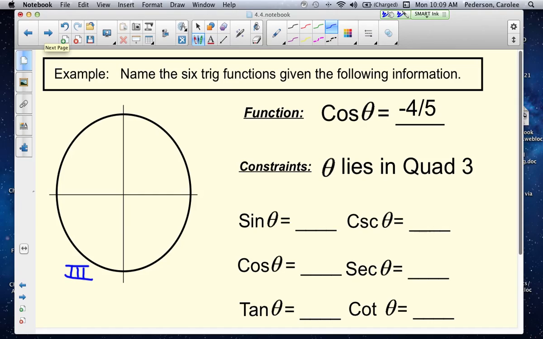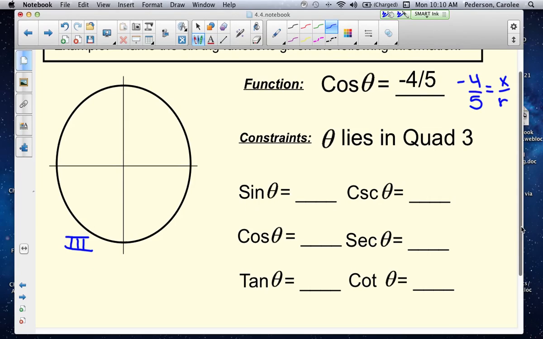So let's take apart what this cosine of negative 4/5 represents. To find the cosine of an angle, that's x over r. So which piece is the x value? Negative 4. Which piece is the r value? 5. Which piece is going to give you the negative? Is it the x or the r? The x has to be a negative.